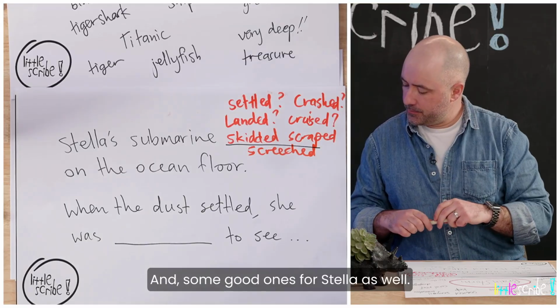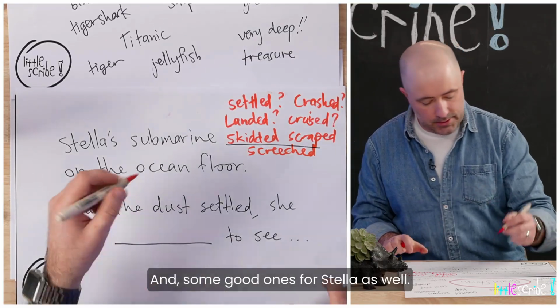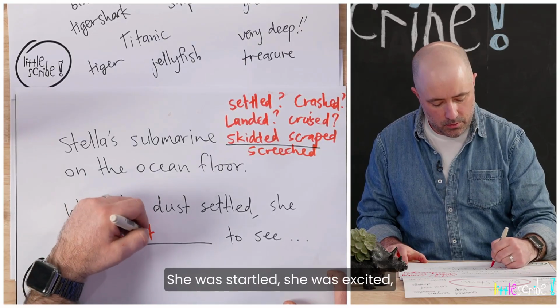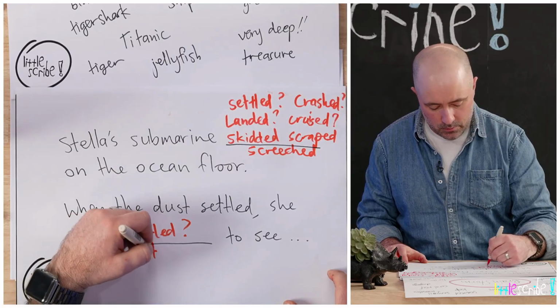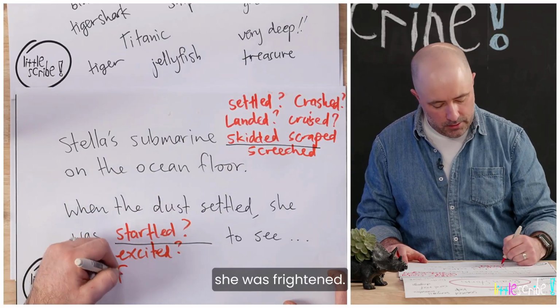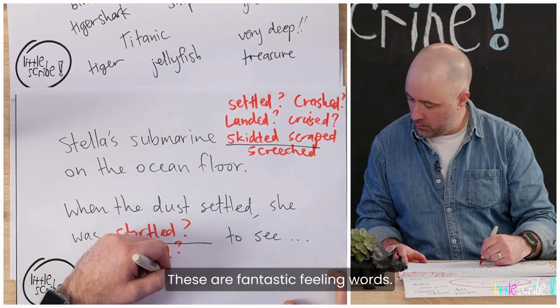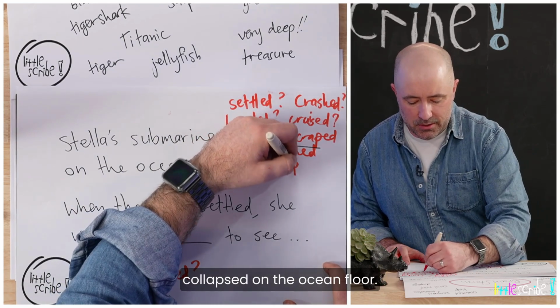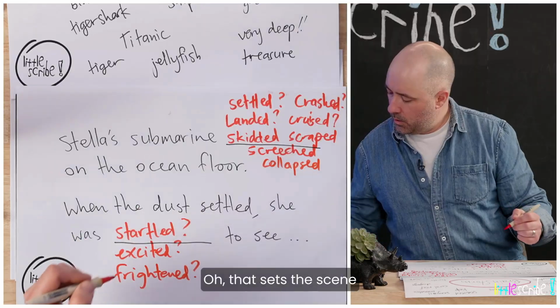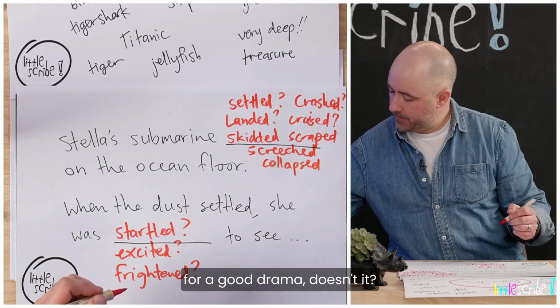And some good ones for Stella as well. She was startled. She was excited. She was frightened. Yep. These are fantastic feeling words. I love them. Oh, another one for the vehicle. Collapsed on the ocean floor. Oh, that's good. That sets the scene for a good drama, doesn't it?